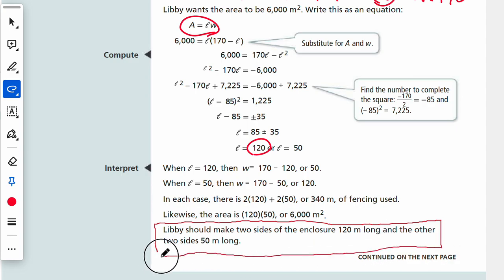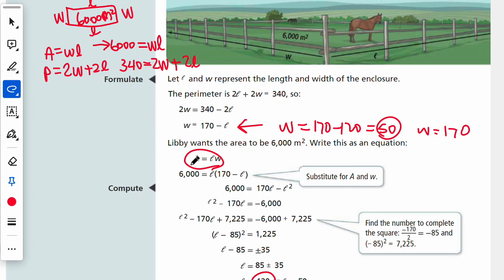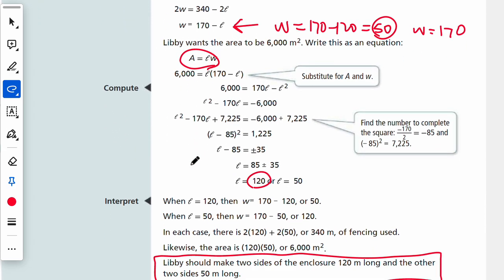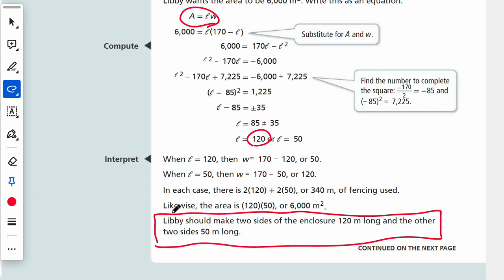Okay, so we need these steps. First, formulate: write the equations and set it up. Compute: you're going to solve it. And then the last stage would be interpret. And then after that, you can write your final answer in a sentence, because this is a word problem and you have to have a context in your answer. You can't just write the number, right? It needs to have meaning.